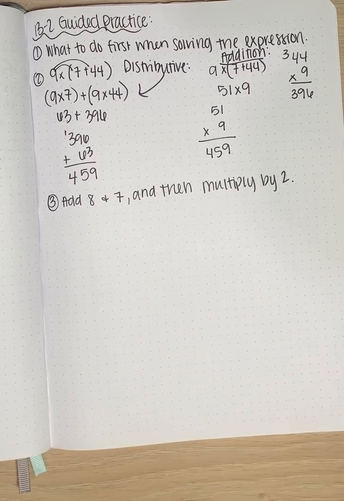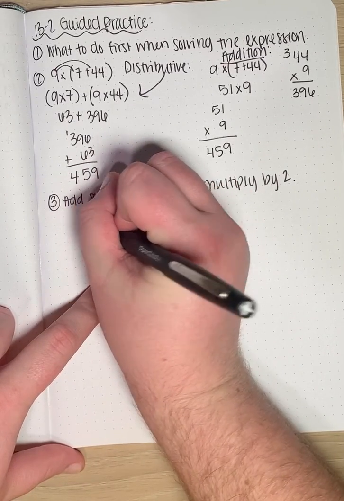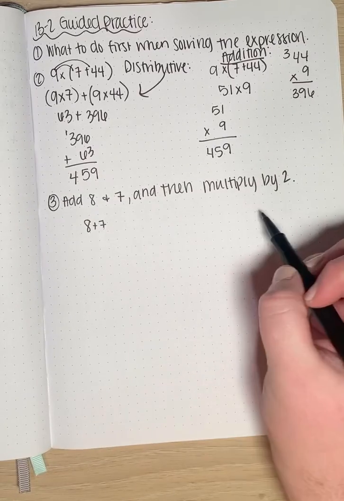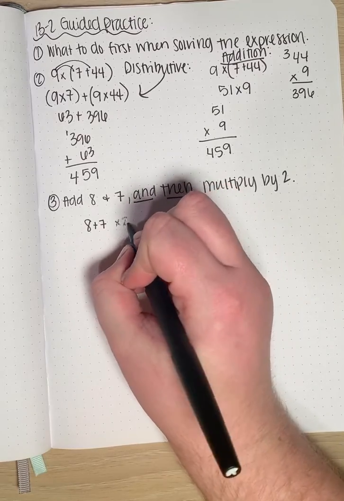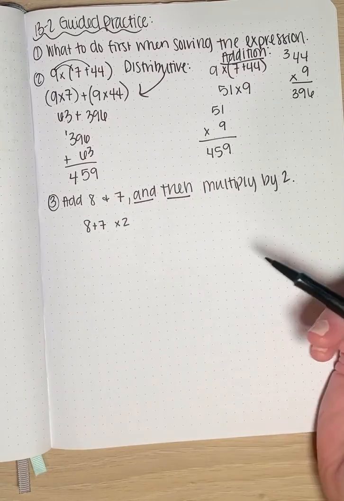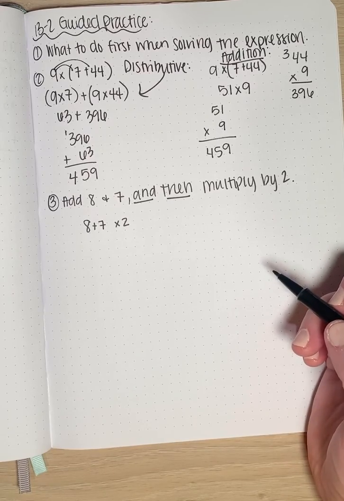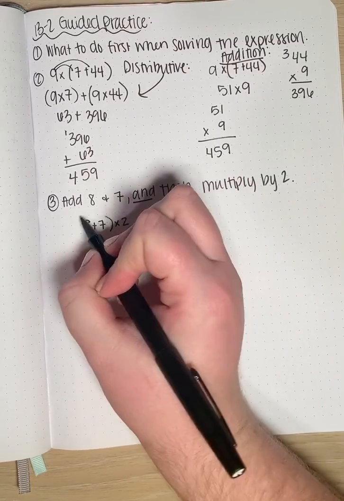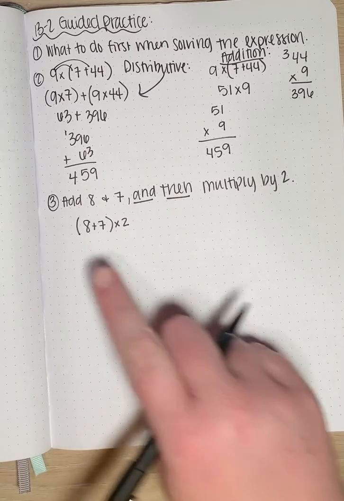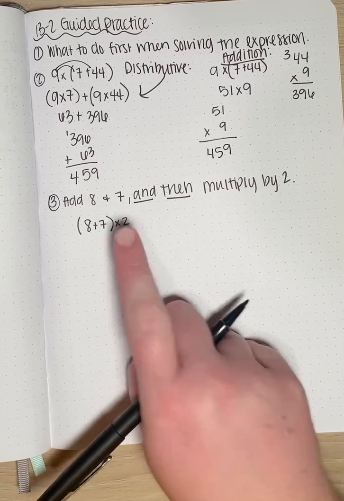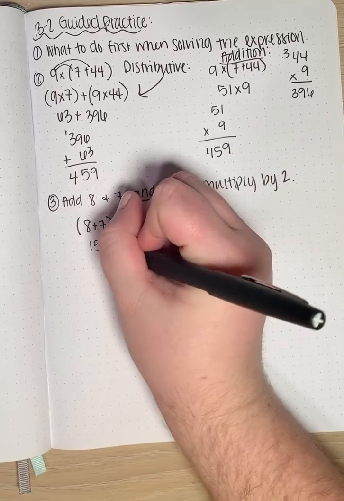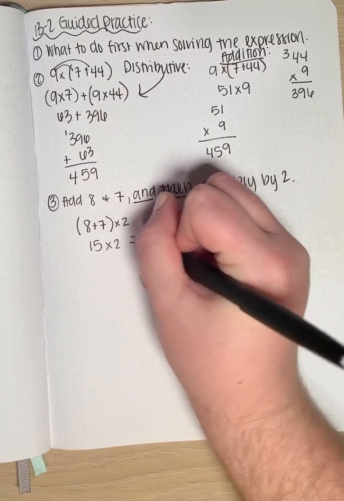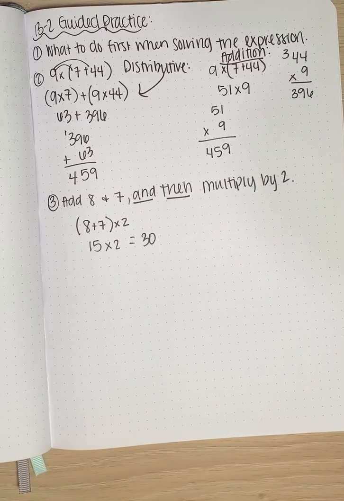So add 8 and 7. I know that I'm going to have an 8 plus 7. And then, very important words, multiply by 2. This word form is telling me that the very first thing I need to do is add 8 and 7. So that means I'm going to put parentheses around that 8 and 7 and then multiply by 2. If we were to actually do that, 8 plus 7 would give me 15. Then I would multiply by 2. And so my final answer would be 30.